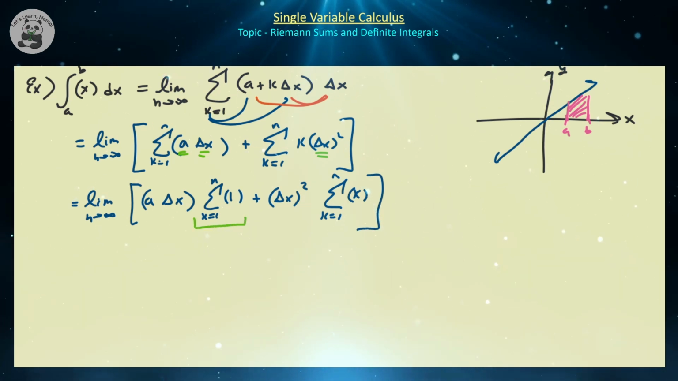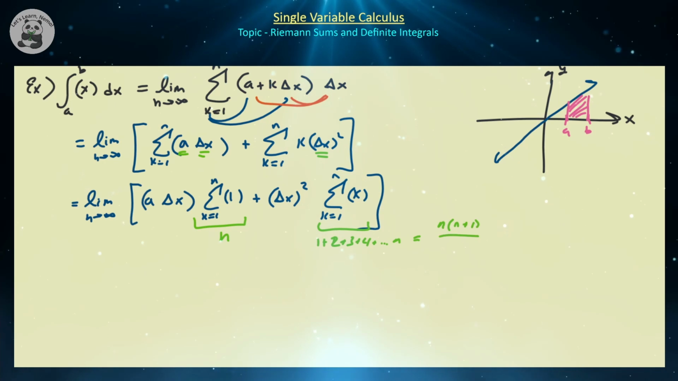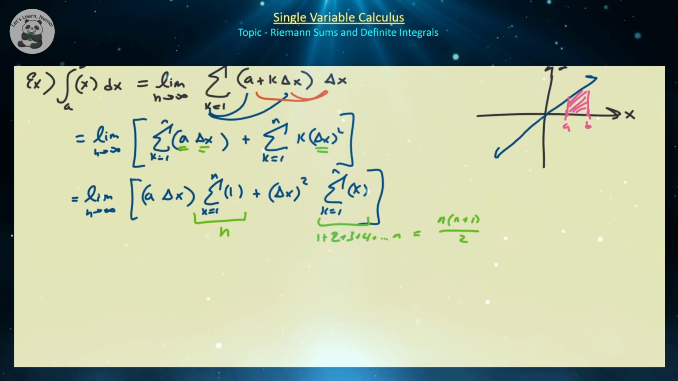So this sum is pretty easy. That's just 1 plus 1 plus 1 plus 1, n times, so that's just going to be equal to n. And this is just going to be 1 plus 2 plus 3 plus 4 all the way up to n. So that's just an arithmetic sequence, which we should know to be n times n plus 1 divided by 2. And if you don't remember that, you can take that as axiomatic for now.